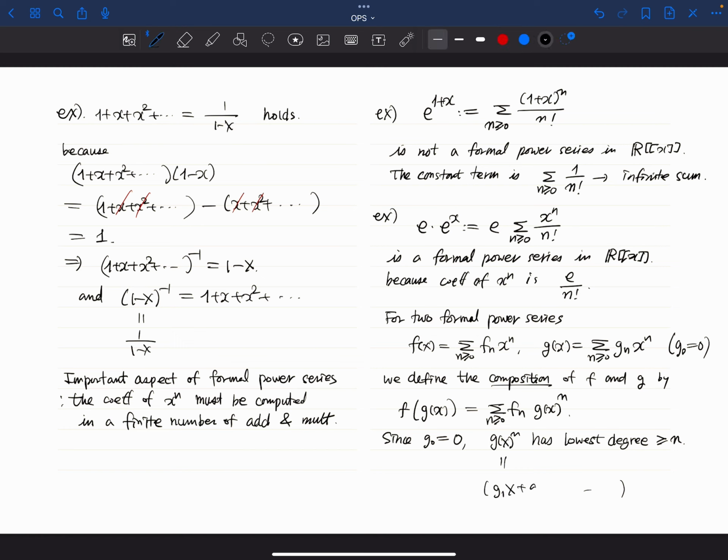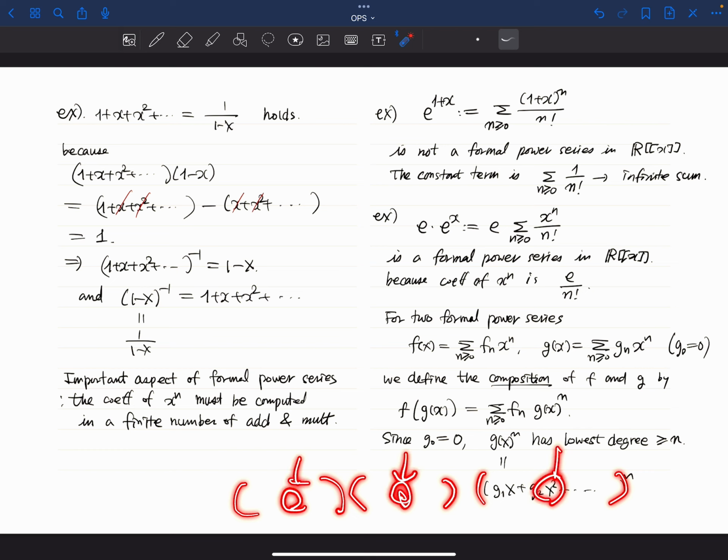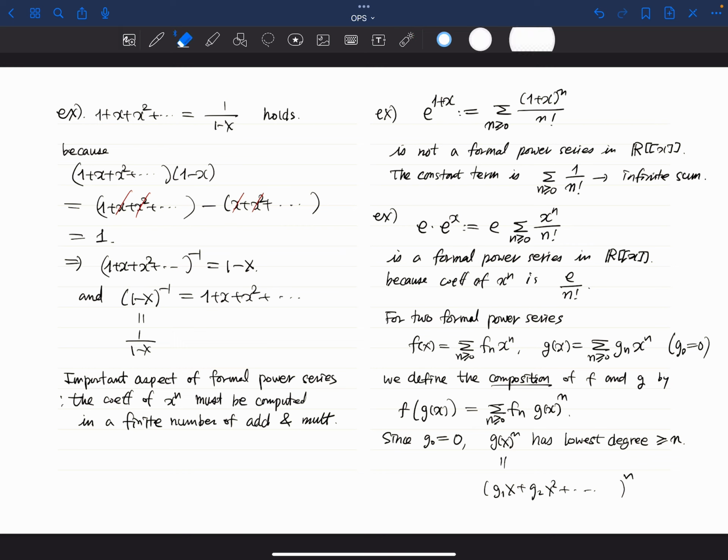g1 x, g2 x squared, and so on, raised to the nth power, because g0 is 0. If you multiply n, that means you have n factors like that, the same factors. You have to select one term in each factor, but every term has degree at least 1 here. So if you multiply n of them, the degree must be greater than or equal to n. So every term has degree at least n.